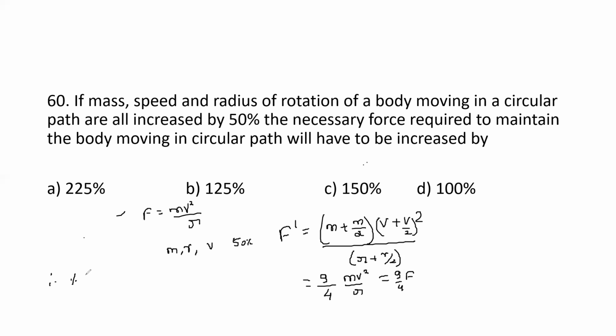The percentage increase in this value is the change in force, F dash minus F, divided by F, into 100. You know F dash value is 9 by 4 into F, so simplify all the bracket values. You will get 500 divided by 4 percent, which is nothing but 125%. So this is how we can do the simplification. When the mass, speed and radius are increased by 50%, the necessary centripetal force increases by 125%. A very tricky and important question this is. Remember the solution, students.